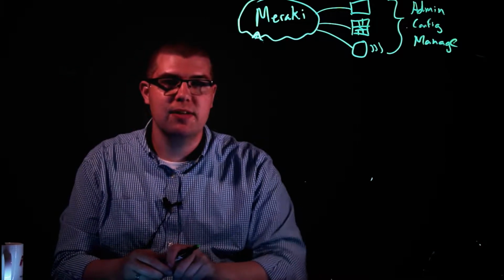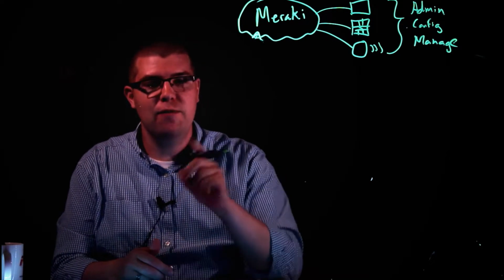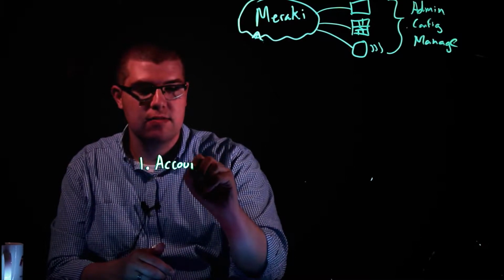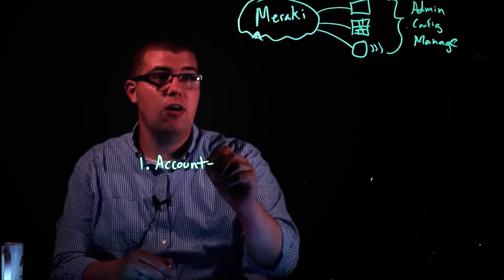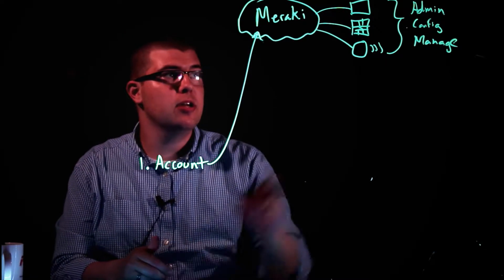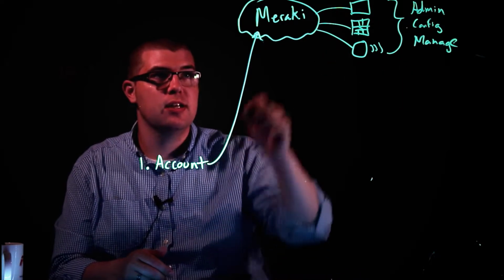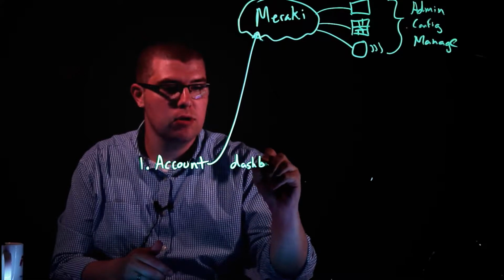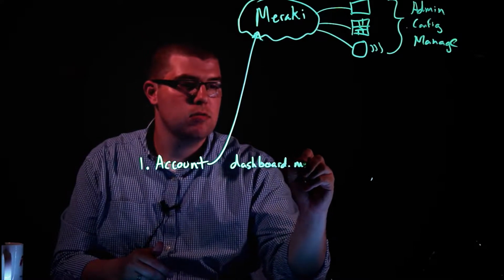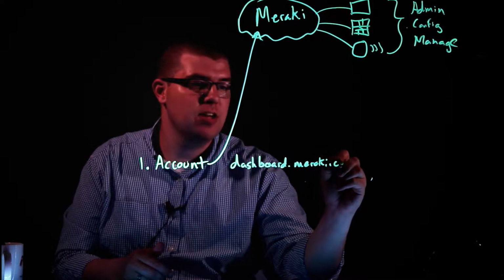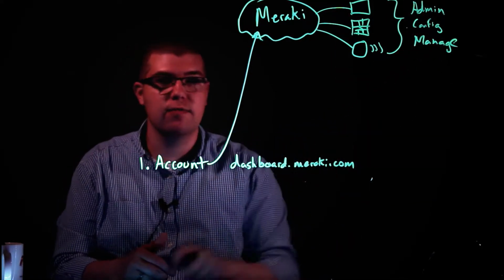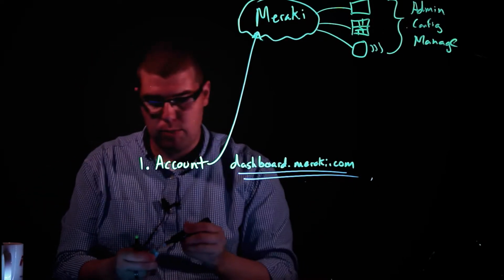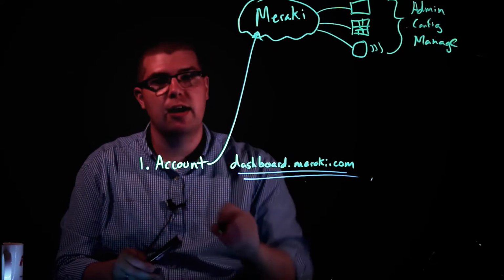So let's say you've got some equipment, you've got a firewall, you've got a switch. The first thing you want to do to get this thing connected is build an account. Now, all of that, account building, the administration, the configuration, the management, is on the Meraki dashboard. So you can simply go to dashboard.meraki.com. And from now on, you want to administer, you want to config, you want to manage, there you go. Save it in your browser, go to dashboard.meraki.com.